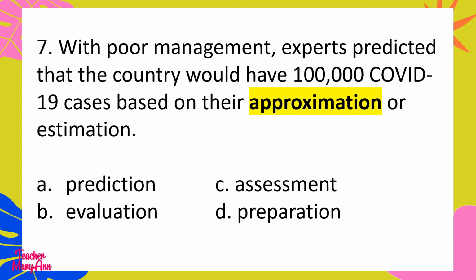Number 7. With poor management, experts predicted that the country would have 100,000 COVID-19 cases based on their approximation or estimation. What is the meaning of the word approximation? A. Prediction, B. Evaluation, C. Assessment, D. Preparation.